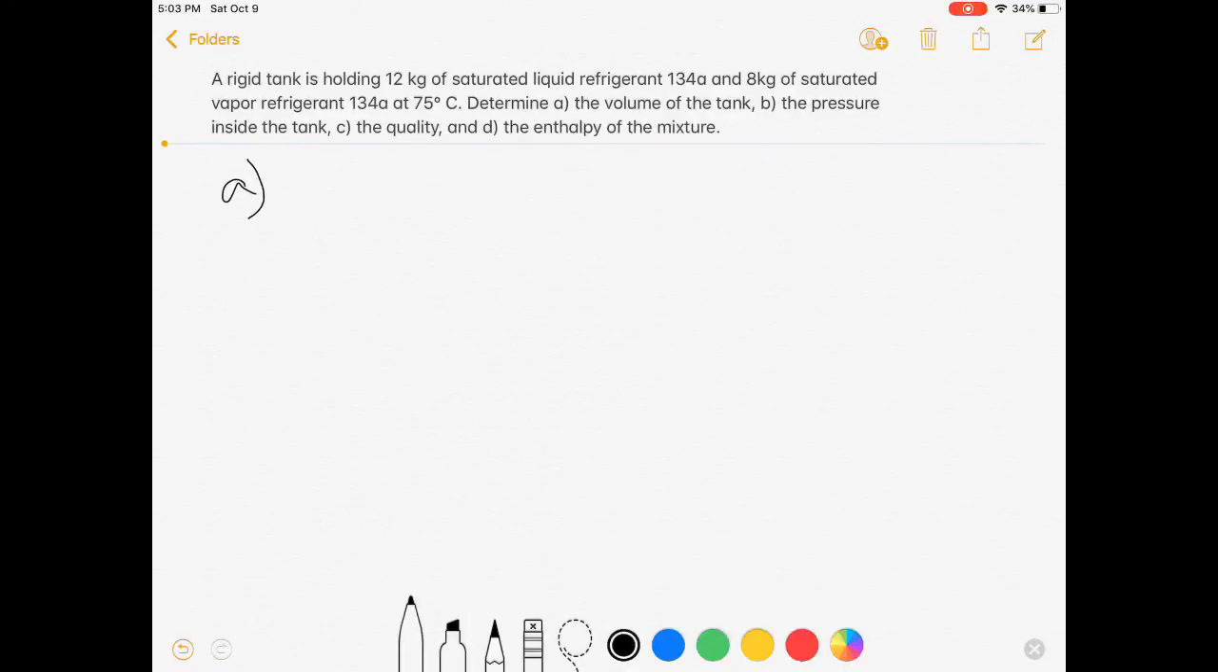So for the volume of the tank, that's going to be the volume of saturated liquid plus the volume of saturated vapor. And that's going to equal the mass of saturated liquid times the specific volume of saturated liquid plus the mass of saturated vapor times the specific volume of saturated vapor.